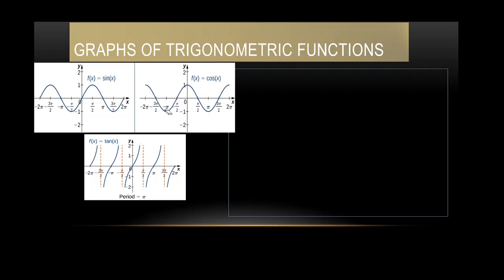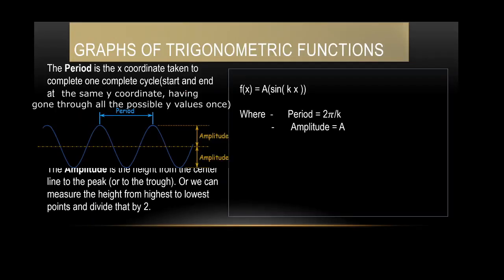And as you see here, at pi by 2 radians, the tan function is not defined. So it keeps increasing till pi by 2, then it decreases. So at pi by 2, the tan function is not defined. There are some properties to the graphs of these functions.